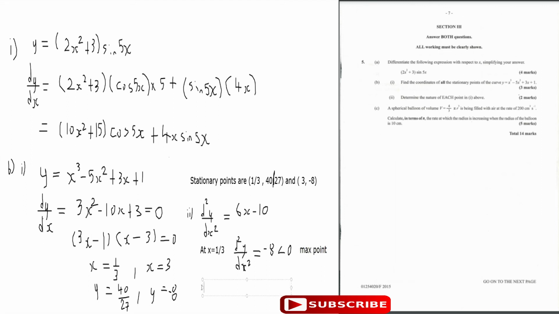Then we're going to plug in now when x is 3. When x is 3, d2y by dx squared is going to be equal to 6 times 3 is 18, 18 minus 10 is 8, and 8 is greater than 0. And so this is a minimum point. Nice and easy.